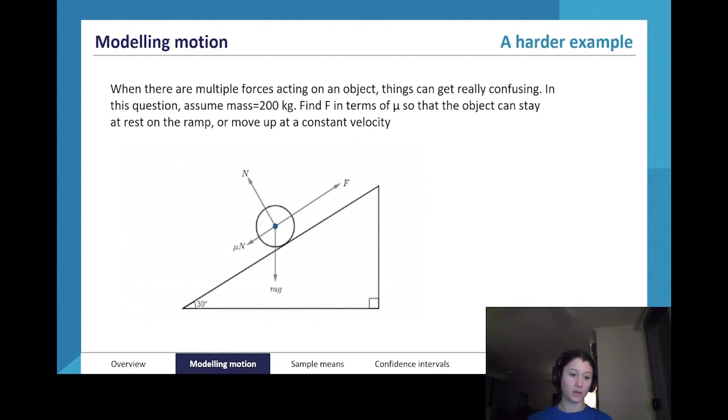So let's start with this question, right? So when the object is at rest, right, it means that the net force is equal to 0 because the applied force up the ramp is holding the object there against the friction and the force due to gravity, right?